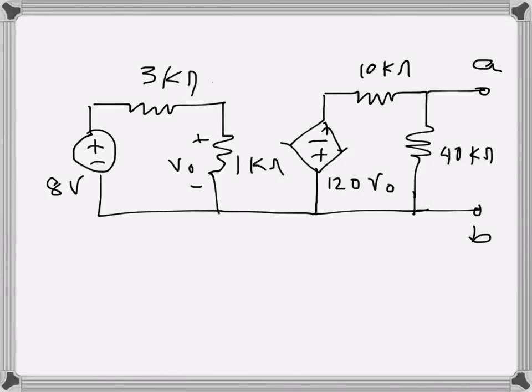For the circuit, I have to find the value of resistance that, when connected to terminals A and B, will absorb maximum power from the circuit. So we know that a load resistance will absorb maximum power when it is equal to the line resistance.